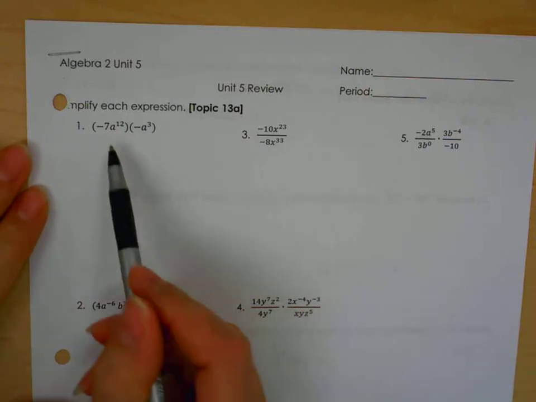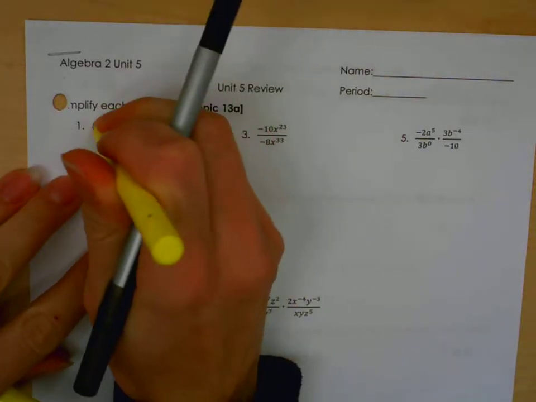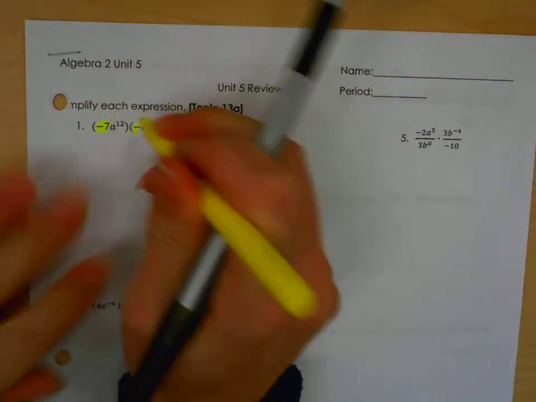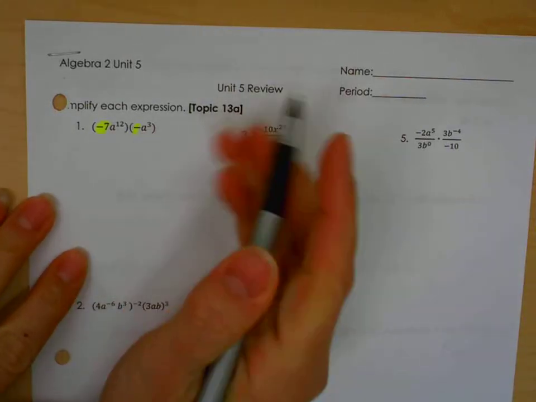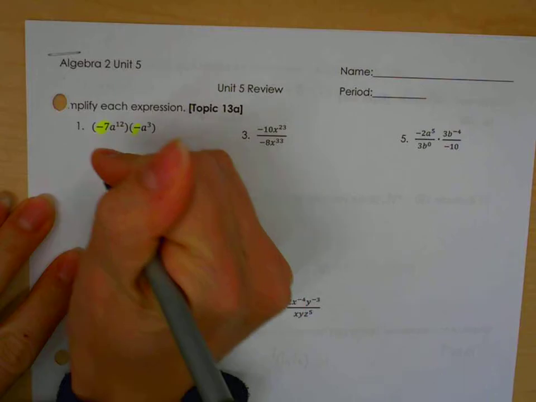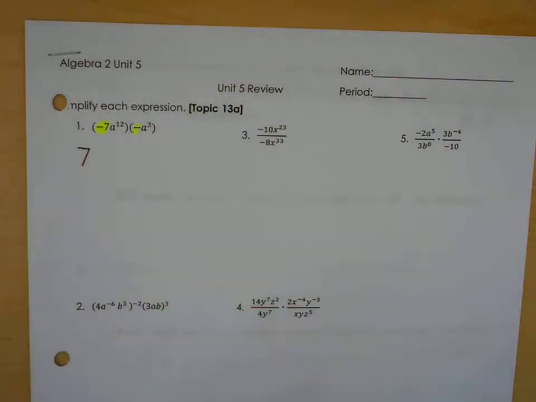So remember when I'm multiplying, I'm going to do number part times number part. So my number part here is -7. My number part there is -1. So I have -7 times -1, and that equals +7. So that's my number part times my number part.